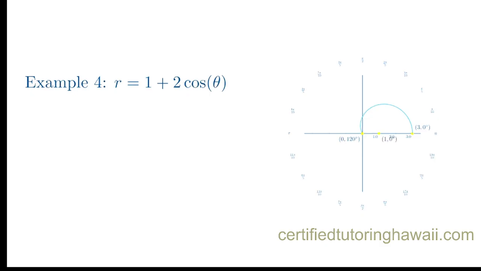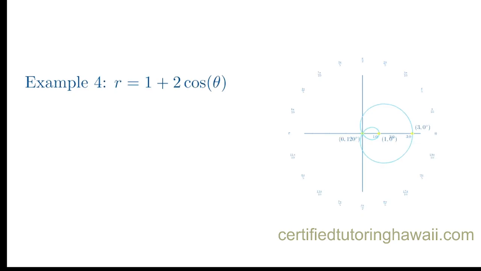At 180 degrees, cosine of 180 is minus 1. So r is 1 plus 2 times minus 1, which is minus 1. This means we move in the opposite direction of 180 degrees, which is the 0-degree ray, and plot the point 1, 0 degrees. Connecting these points creates a loop. The curve traced out the outer part of the limacon from 3, 0 degrees to the pole, then traced out this inner loop. The loop is a result of the radius becoming negative.